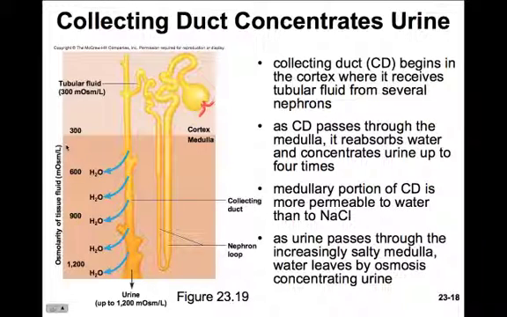As it passes down from the cortex into the medulla, it's going to reabsorb water into the tissues and thus concentrate urine. It's going to get concentrated up to 4 times. The medullary portion of the collecting duct is much more permeable to water than sodium chloride, so the water passes out. As fluid moves down through the collecting duct, it moves into surrounding tissue that has higher and higher osmolarity, and so more and more water is drawn out of the duct back into the tissues, and as we'll see, it goes back into the blood circulation.